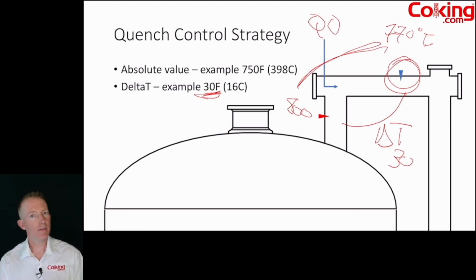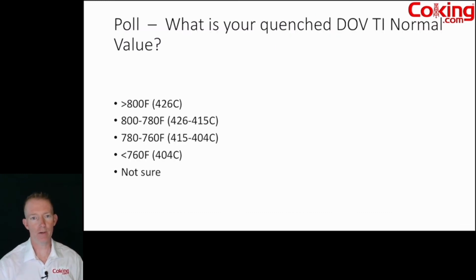Now, obviously the downside is if that upstream thermocouple is becoming fouled and you're quenching to a delta T, you can be potentially over quenching as well. So there are pros and cons to both of these strategies. There's really no right answer. We just want to make sure that you're aware of the variations and what is potentially out there.